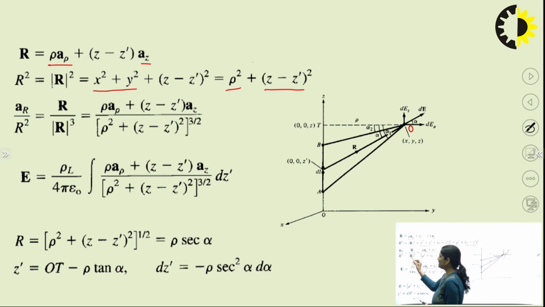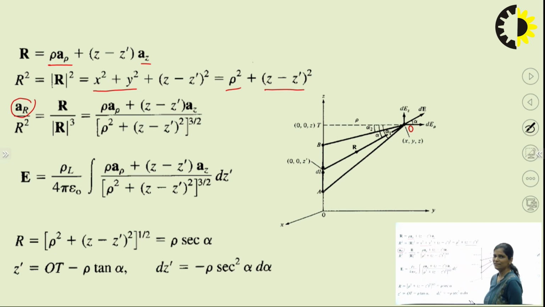Now find the unit vector of r upon r square, because you require the unit vector of r upon r square in the formula when you are finding the electric field intensity. So put here the value of r. The unit vector of r is equal to what? r upon the magnitude of r. So if you put the unit vector of r as r upon the magnitude of r, into 1 upon r square, you will get here r cube.